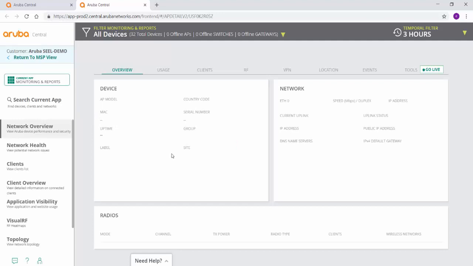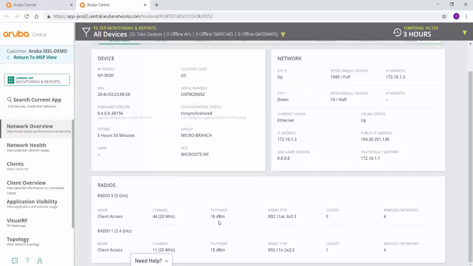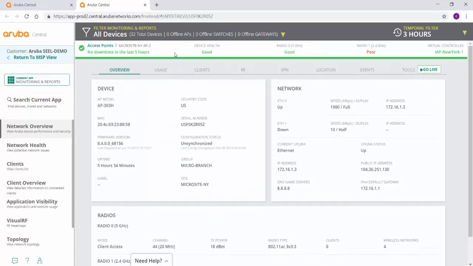Now, if I wanted to explore this further, I can then drill into the access point itself. And what I am presented with is the overall parameters of the access point, such as the firmware, how it's connected, IP address, details on the radios, and what we see up here is the health of the access point in the past 5 hours. So the overall device health is good.